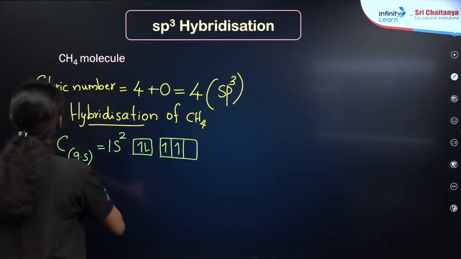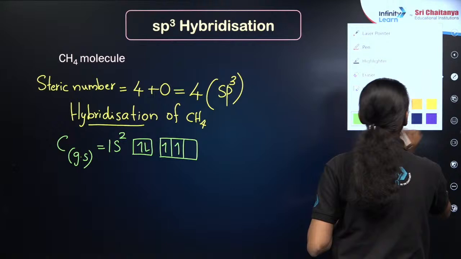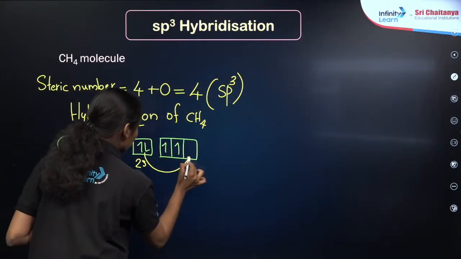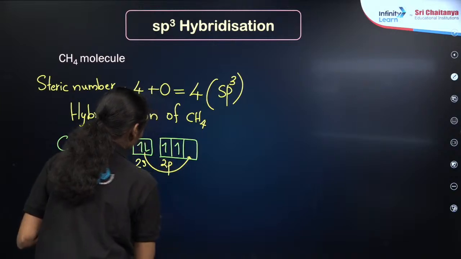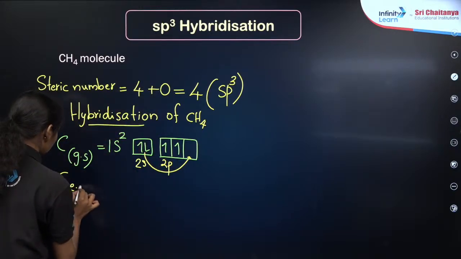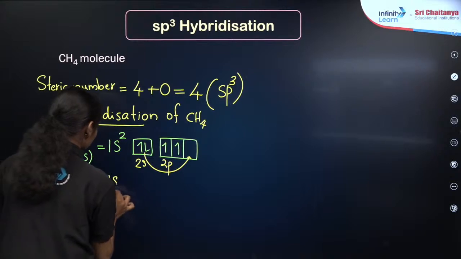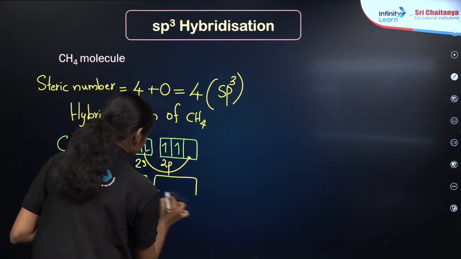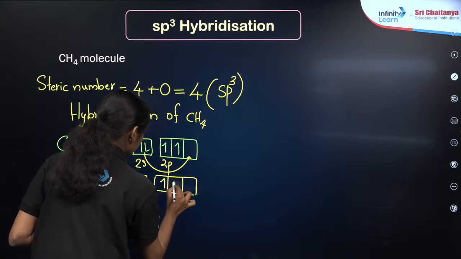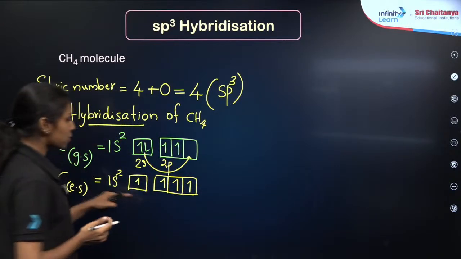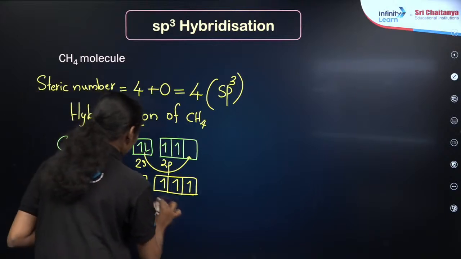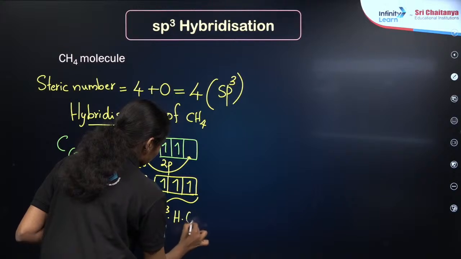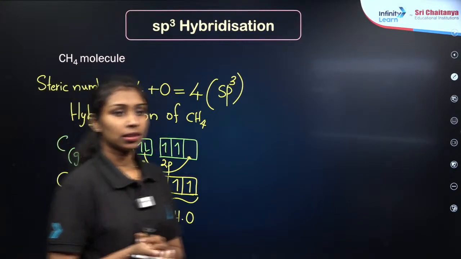Then now we have to do the excitation here. There will be the promotion of an electron, which means that one of the electrons from the 2s will go to the 2p orbital, right? So in total 1s plus 3p, it will undergo sp3 hybridization, or it will form the sp3 hybridized orbitals. Are you getting my point?